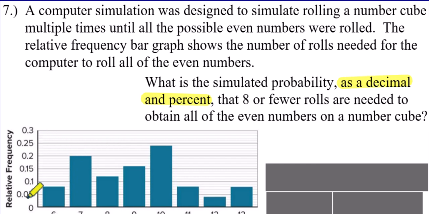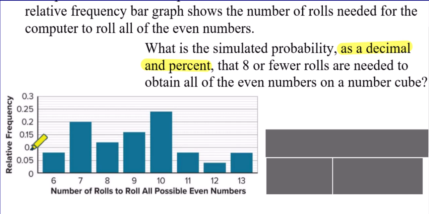If you look at the relative frequency scale over here, we are counting by every 500ths, and these are decimals, so that makes sense. And we are trying to find the simulated probability of it being 8 or fewer rolls that are needed to obtain all the even numbers on a number cube. So we need the bar graph for the 8 or fewer, so also the 7 and also the 6. So let's write these down.